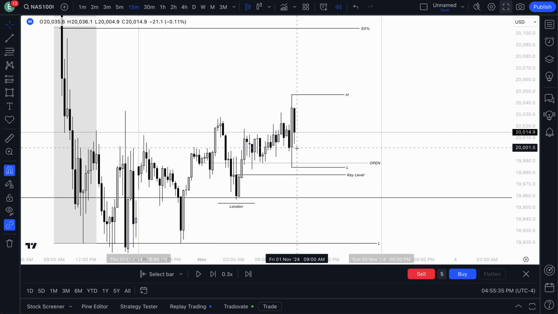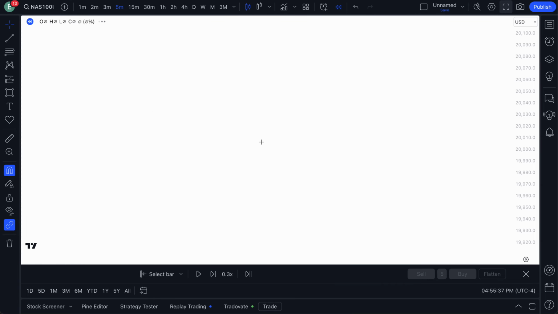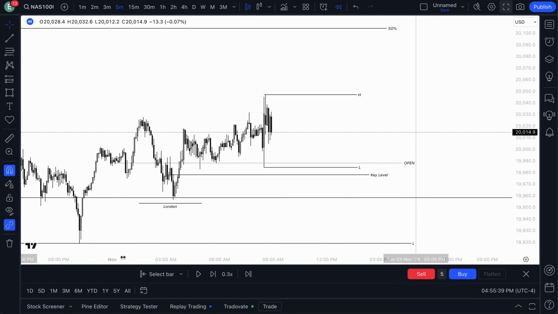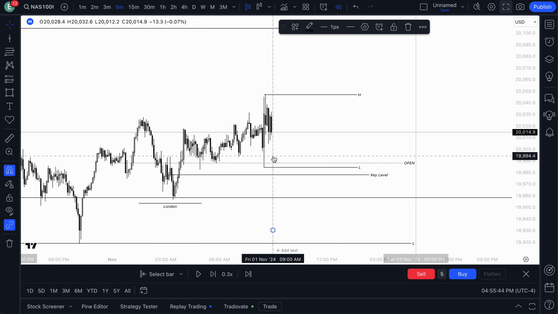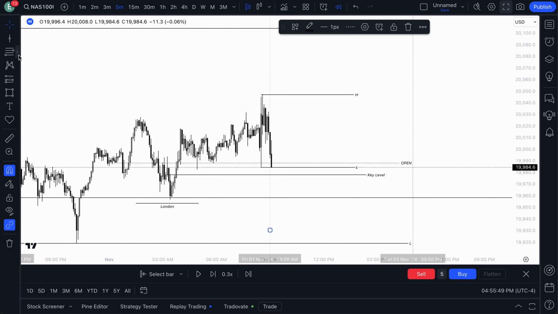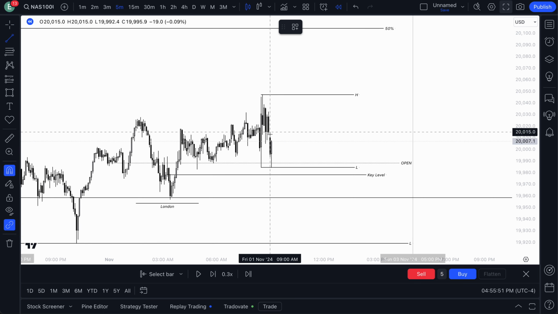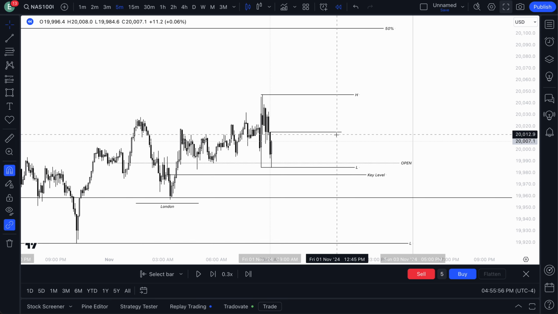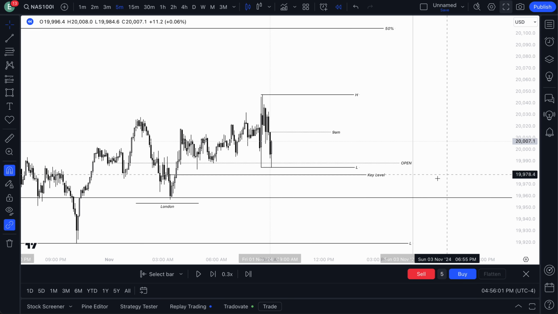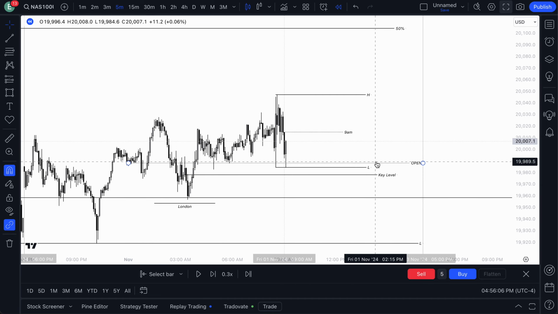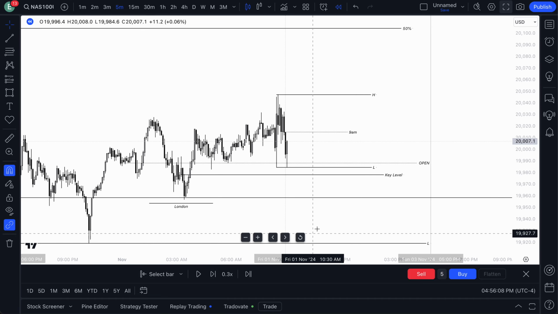And now let's go to the 5-minute. Let's mark out 9 a.m. You can see price opens up. This is the 9 a.m. candle open. So the only two times I ever have marked out for trades are 9 a.m. and midnight. So 9 a.m. opens.